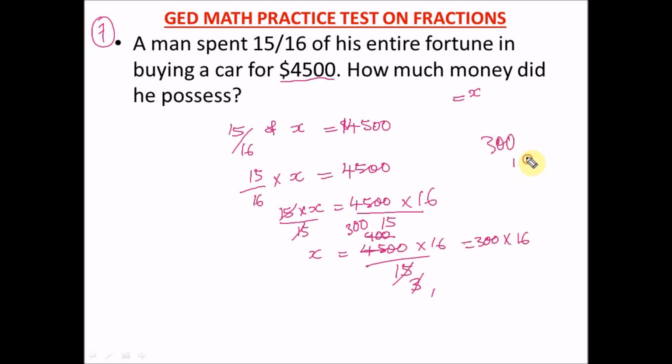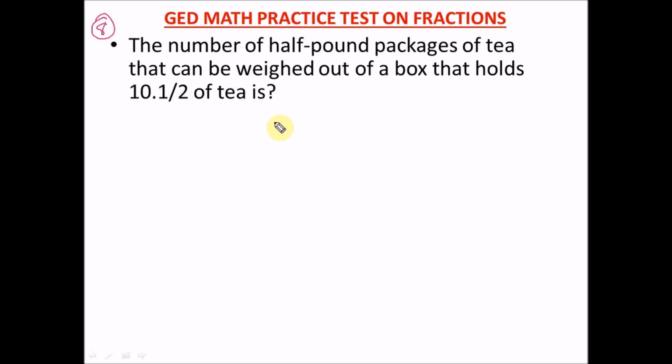So let's multiply this. We have 300 and we have 16. So this is 6 times 0, we have 0. 6 times another 0, 0. 6 times 3, we have 18. 1 times 0, we have a 0. 1 times 0, we have a 0. And 1 times 3, we have a 3 here. So we're going to add this up. So we have a 0, 0, 8. Then 1 plus 3, we have 4. So our answer is 4,800. So this is the total amount of his fortune. That's how much money he possessed. So he possessed $4,800.